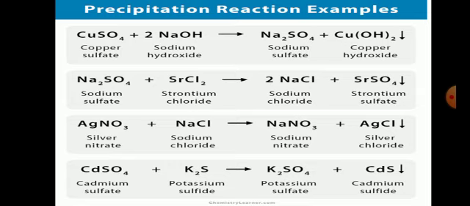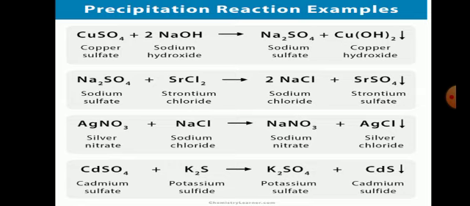Fine. Let us see the second example. Na2SO4, that is your sodium sulfate, on combining with your strontium chloride, that is your SrCl2, will give you 2NaCl, that is your sodium chloride, and strontium sulfate, that is SrSO4. So here also you can observe that there is a precipitate in this reaction, hence this is a precipitation reaction.